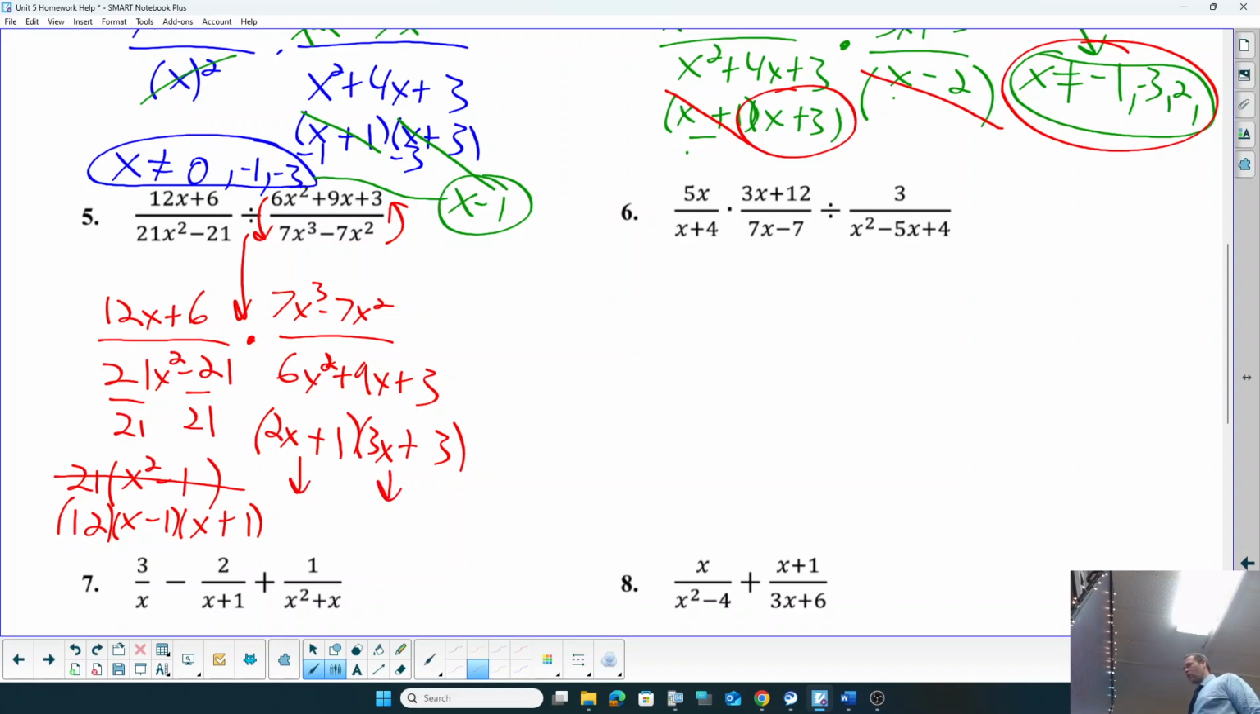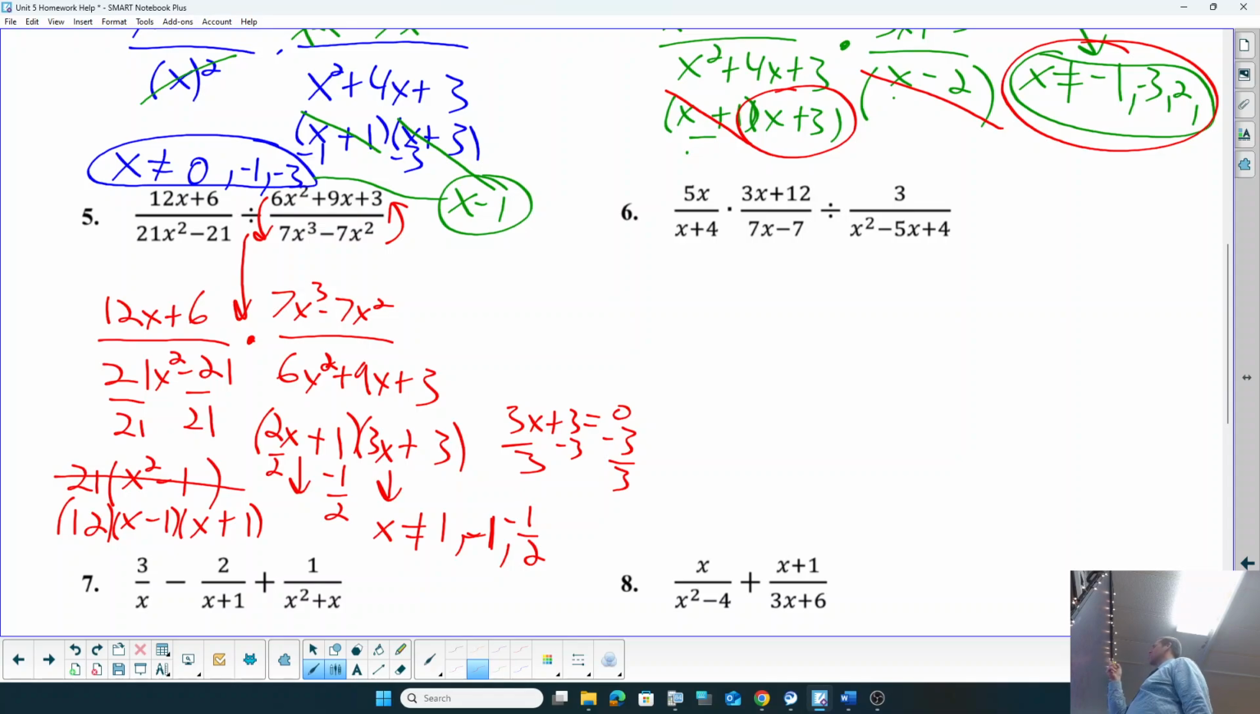Okay, let's see here. So what are our restrictions? X can't equal a positive 1, a negative 1, a negative 1/2, and a minus 3, and then divide by 3. Yeah, another negative 1, which we already have. Okay, what about the top? Because that was originally in the bottom. So we pull out a 7x squared, and we're left with x minus 1, which we already have a 1 there. So we're good, we're good. So those are our 3.